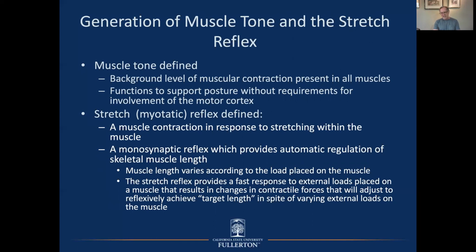Okay, now what exactly does that mean? Well, let's go into it. A monosynaptic reflex provides automatic regulation of skeletal muscle strength. That is a stretch reflex. Monosynaptic means there's one synapse in this little reflex loop that accomplishes the stretch reflex. And we'll look at exactly the anatomy of that in a moment.